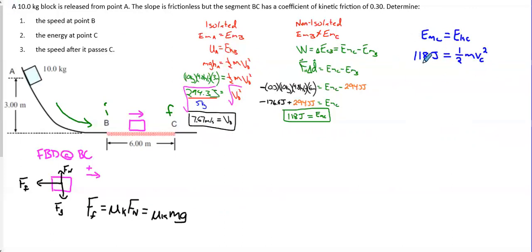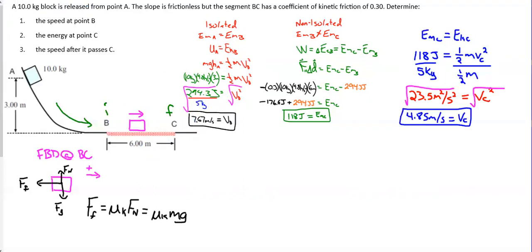Plugging in what I know, I had about 117.7 joules. I know that it's kinetic energy from this point on because it doesn't look like it's going to be changing its elevation. So all I have for mechanical energy is kinetic energy, and I can just plug numbers through. One half m v squared. Well, one half of 10 kilograms is 5. So if I divide both sides by 5 kilograms, I can cancel off that mass, get around 23.5 meters squared per second squared. If you take the square root of that, you should be around just a little shy of 5 meters per second.